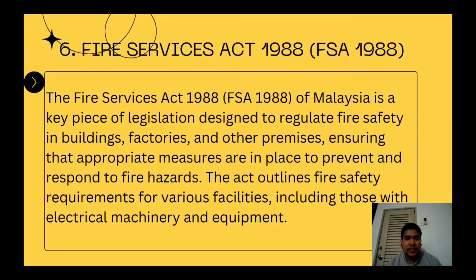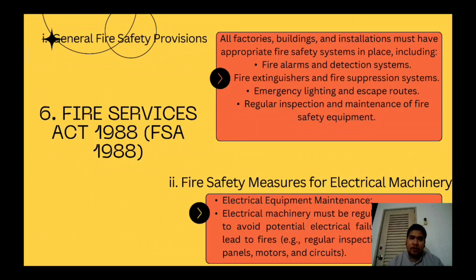The sixth legal compliance requirements: the Fire Services Act 1988. The Fire Services Act of Malaysia is a key piece of legislation designed to regulate fire safety in buildings, factories and other premises, ensuring that appropriate measures are in place to prevent and respond to fire hazards. This Act outlines fire safety requirements for various facilities, including those with electrical machinery and equipment. It states that all factories, buildings and installations must have appropriate fire safety systems in place, including fire alarms and detection systems, fire extinguishers and fire suppression systems, emergency lighting and escape routes, and regular inspection and maintenance of fire safety equipment.